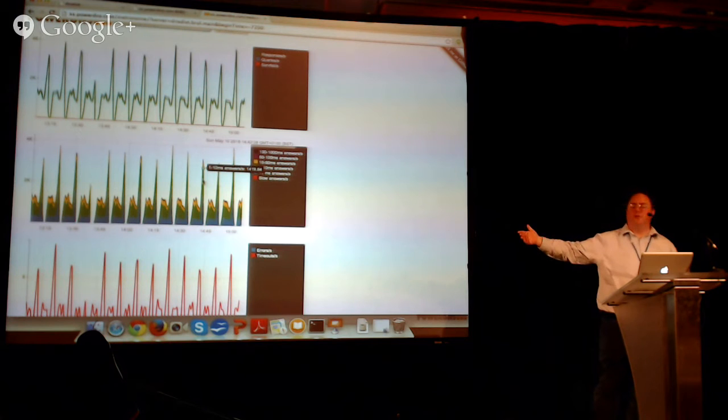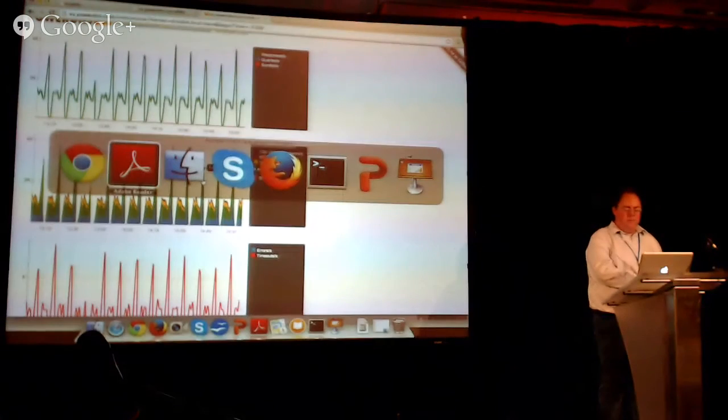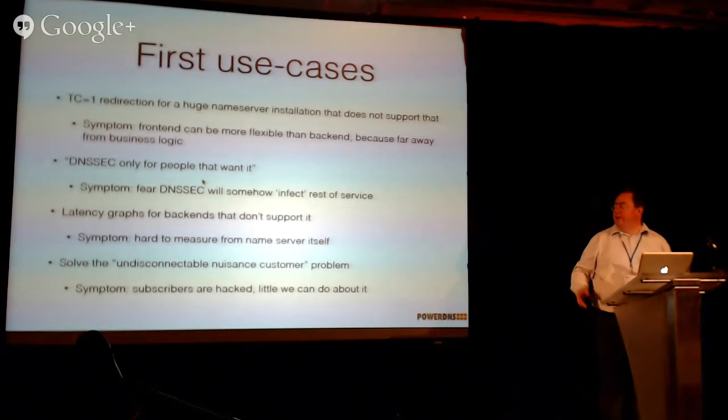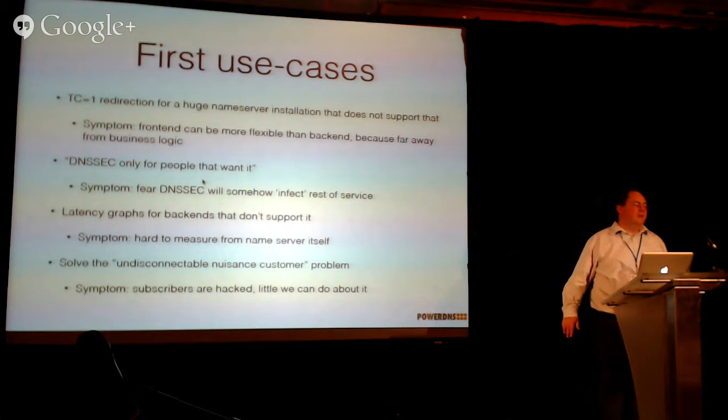So you can get actual latency graphs that are very difficult to measure from the name server itself, because the name server itself is not in the right place to measure its own latency. So people are proposing to run DNS dist just to get the graphs. And the final point that I mentioned is the undisconnectable nuisance customer that sends you queries that stress out your name server, but since it costs you 50 euros to contact that customer, you're not going to do it. And this allows you to shunt those customers to the difficult people pool.